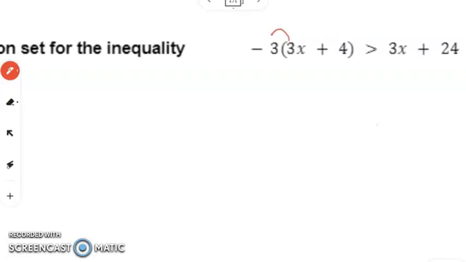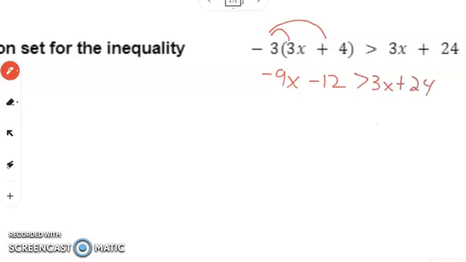Alright, now example 9, we have an inequality here, a multi-step inequality, and it's going to be solved really in the same way that we do multi-step equations. I'm going to start with distributing. So negative 3 times 3x is negative 9x, and negative 3 times 4 is going to be negative 12. And then all that's greater than the 3x plus 24.